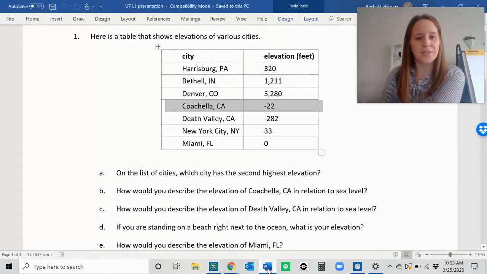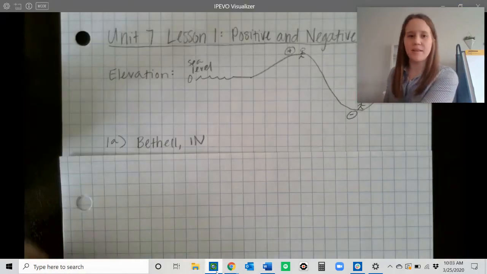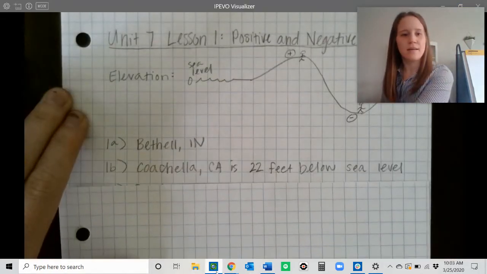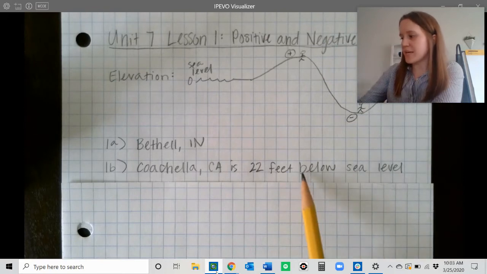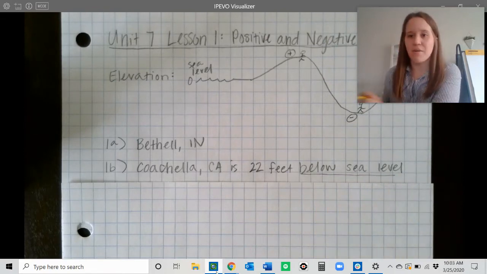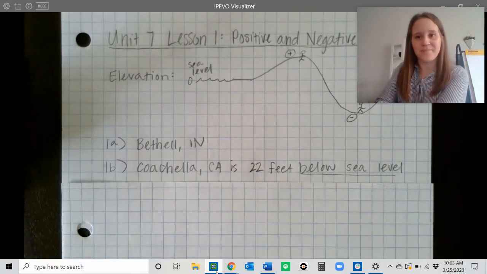All right, B, how would you describe the elevation of Coachella, California in relation to sea level? Here's what I've got. 1B, Coachella, California is 22 feet below sea level. That's a really important phrase that you need to make sure you have in your answer. So if you have that phrase already, excellent work. If you don't have that phrase yet, go ahead and pause the video and make sure you add that into your notes.